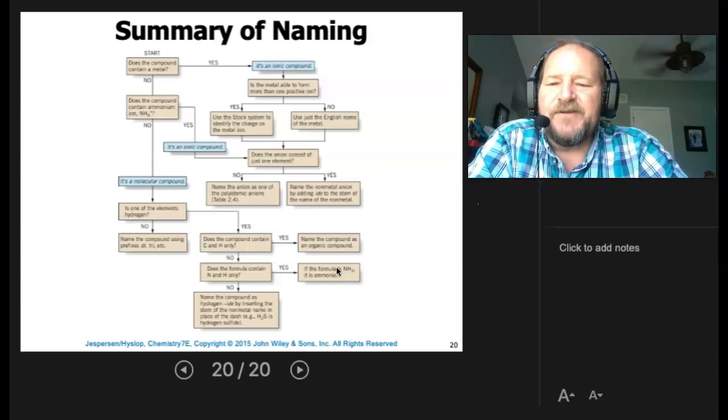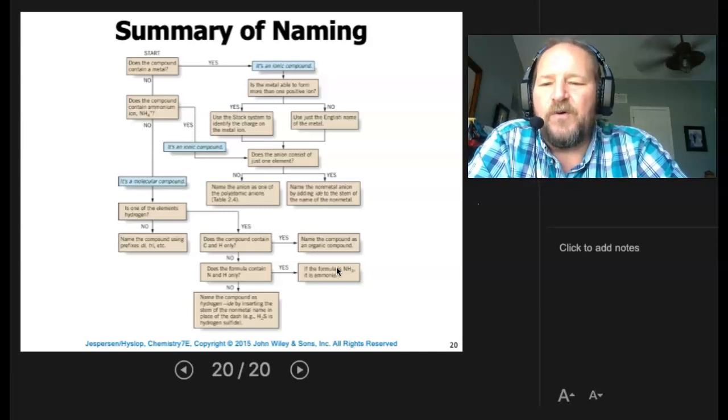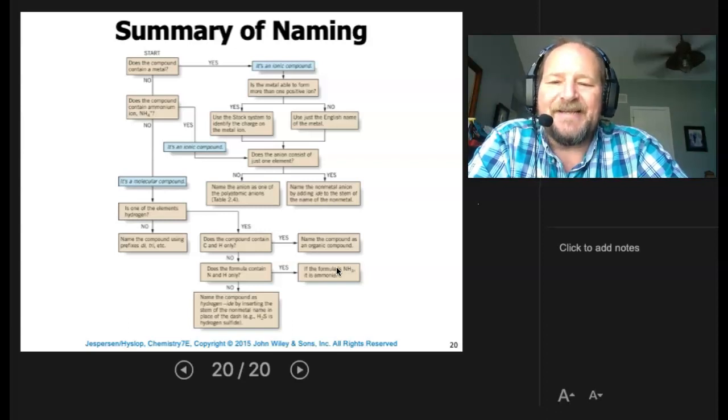And so the first thing you want to do is ask yourself, does the compound contain a metal? If you say no, then you know you're going to be using your covalent naming. If you say yes, then you know it's going to be an ionic compound. And then you can ask yourself the next series of questions. Is that metal a transition metal?